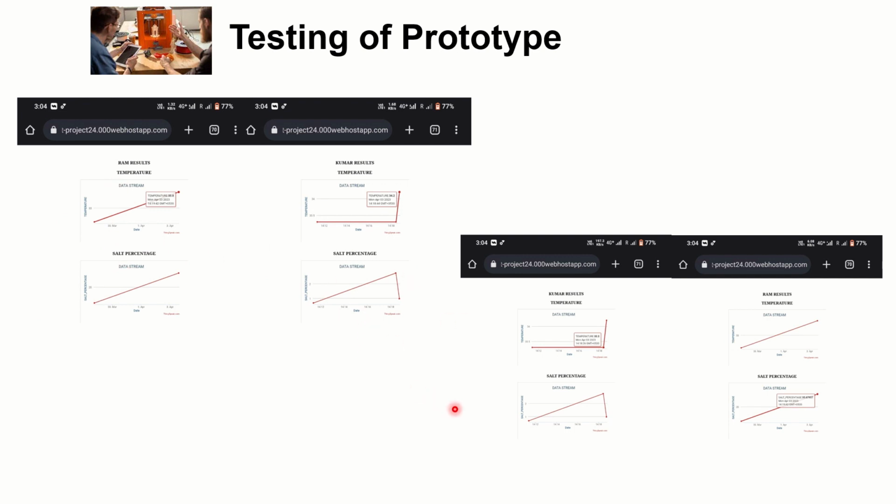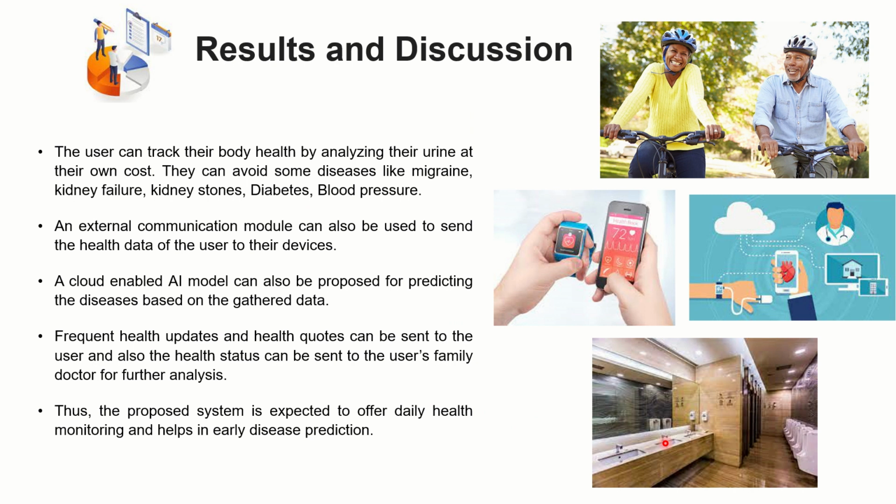The user can track their excretory health in the meantime, and the feedback is automatically given by the system itself to the user. Thus, the user can track their body health by analyzing their urine at their own cost. They can avoid some diseases like migraine, kidney failure, kidney stones, diabetes, dysuria, and blood pressure.